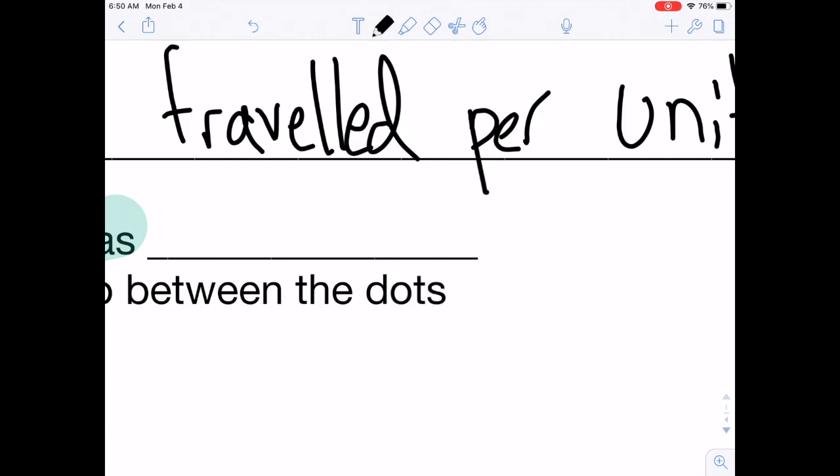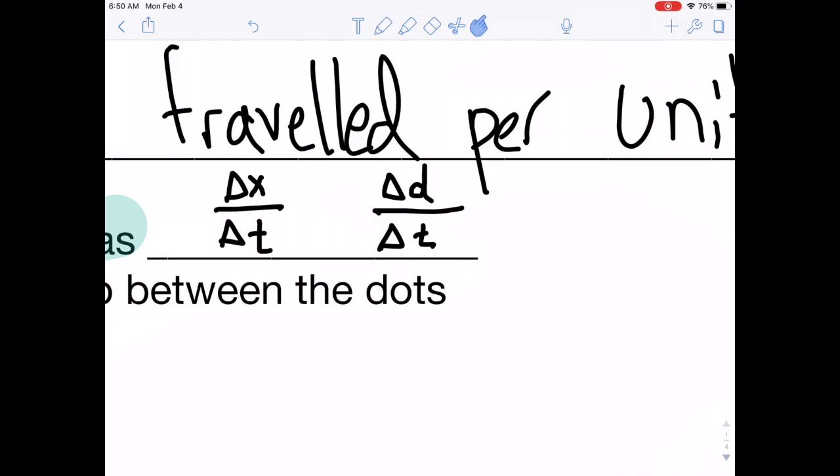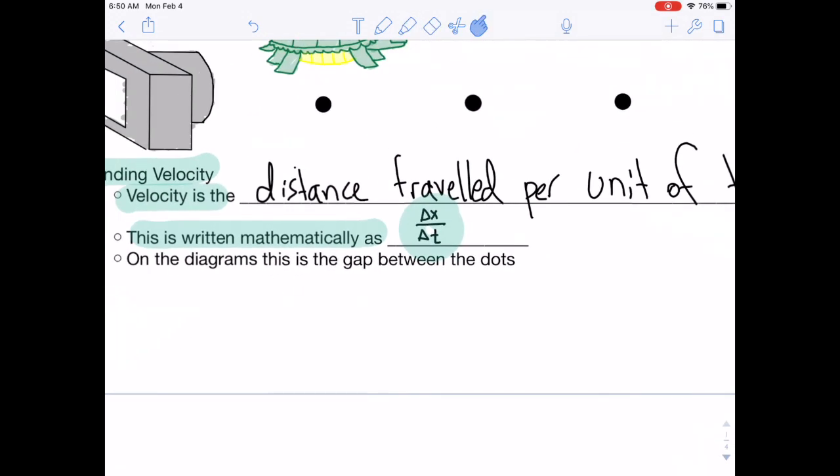So I'm going to zoom in quite a bit here. The change in position divided by the change in time. And in physics, that x means its position or its horizontal position. You could write this. This is the same as saying something like the change in position, you can say distance, over the change in time. We'll keep it there. I like this version the best, so I'm going to erase this. Change in position over the change in time.